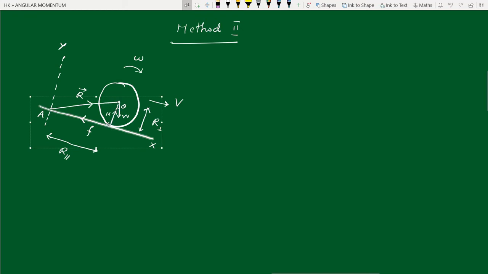there are three forces. The frictional force is tangential, the normal reaction is there, and W is vertically downward. If you calculate the torque due to these different forces about the origin A, then the torque due to the frictional force will be 0, because the radius vector from A to the force and the force itself are opposite to each other. The angle between them is 180 degrees, so there is no contribution. The only contribution to torque comes from the normal reaction and the weight.